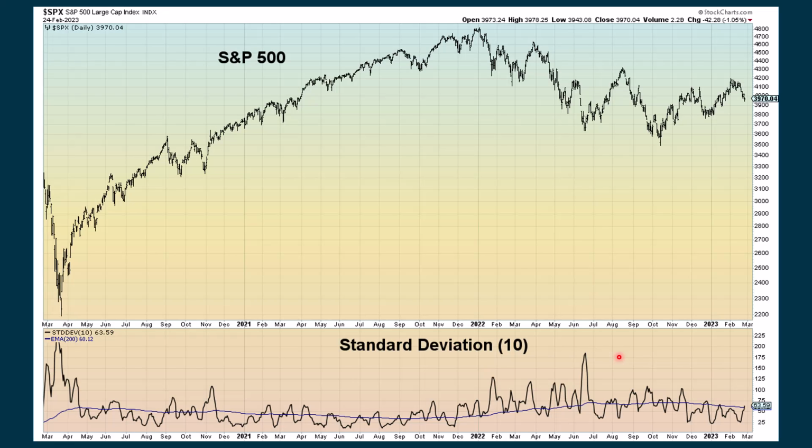Some intermediate term charts. This is standard deviation. How far is the current price getting away from the standard or average price? And we're just about at the midpoint now. We have a moving average going across here. When we're below this, that means the stock is not moving very much, or the index is not moving very much. When we get above this, that means everything is tending to go pretty crazy. Well, since we're right about on the moving average, it's not showing anything really extreme.